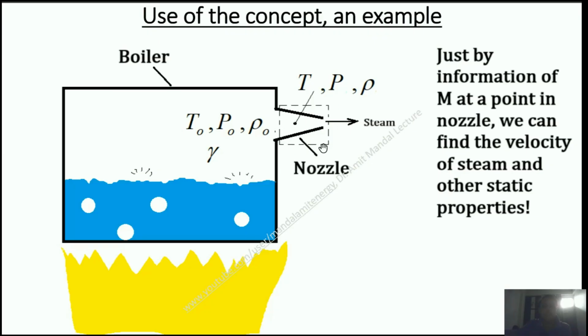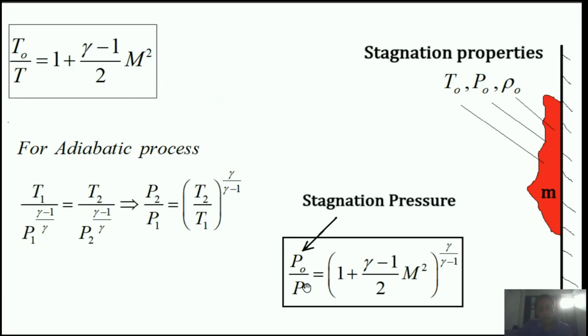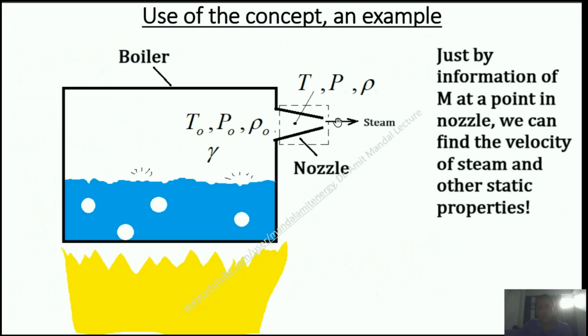You can see this dashed box is the system of the nozzle. So at any point I want to find out the temperature, pressure and density of the steam. I just must have the information of M, because there are formulas we have already derived. These are the formulas I already told. So just by the information of Mach number I can find T, in case I have the information of T naught, because gamma is constant. Gamma will not change. Similarly I can find P also. I can find rho also. So this is one use of this concept.